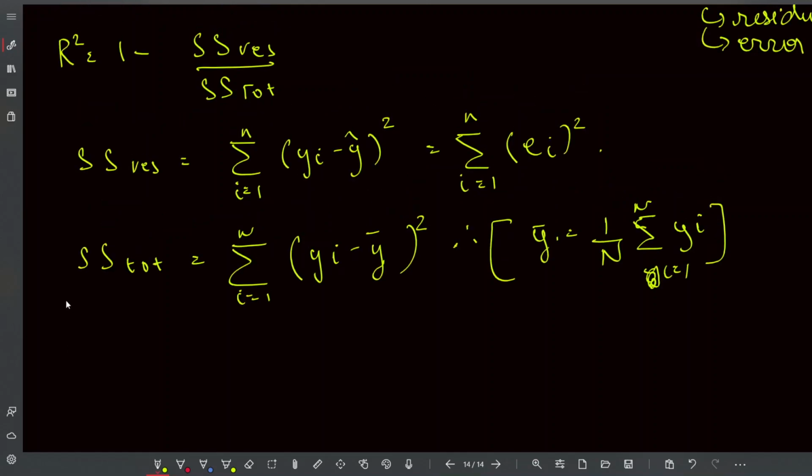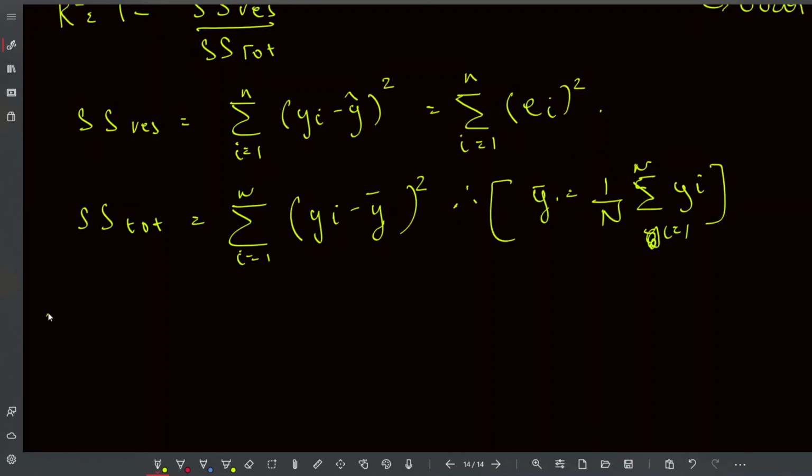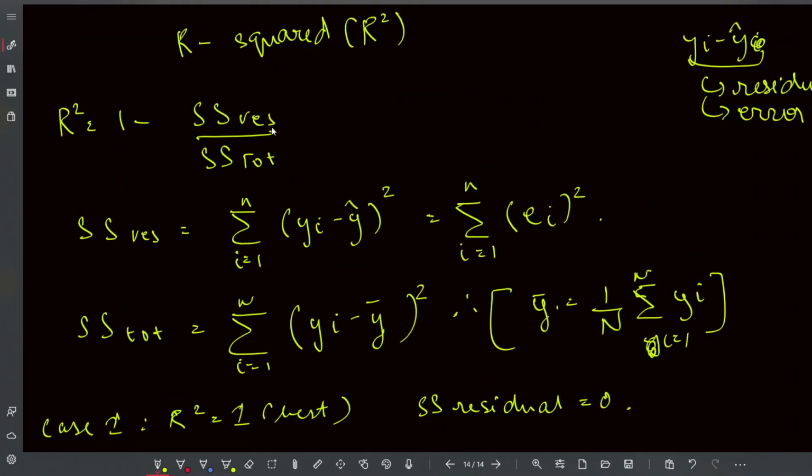So now let's break down R square case by case. Case 1 is when my R square is equal to 1. Okay, this is the best value you can have for R square. And what does this mean? This means that SS residual is equal to 0, right? Because if it's equal to 0 over here in the numerator, I'll get the value of R square as 1.